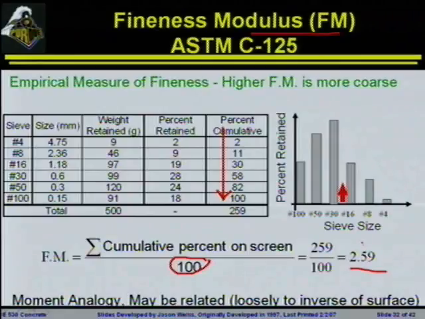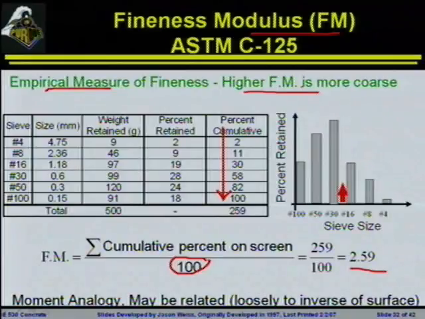This is essentially like a first moment area of your frequency distribution. So this is an empirical measurement of what is sort of the average fineness or the average particle size of the material. Higher fineness modulus means the material is more coarse. Lower fineness modulus means that it's less coarse.